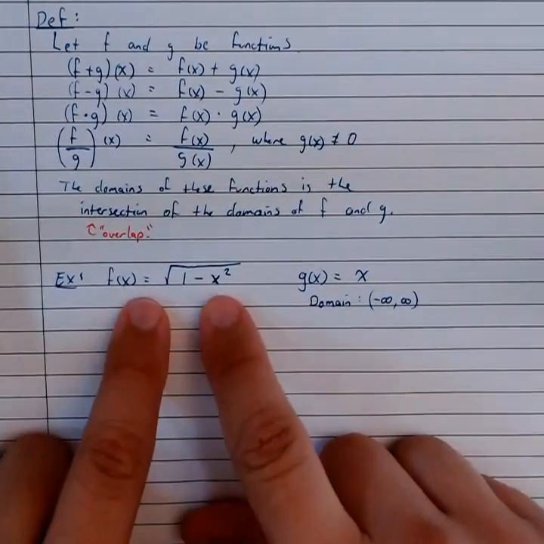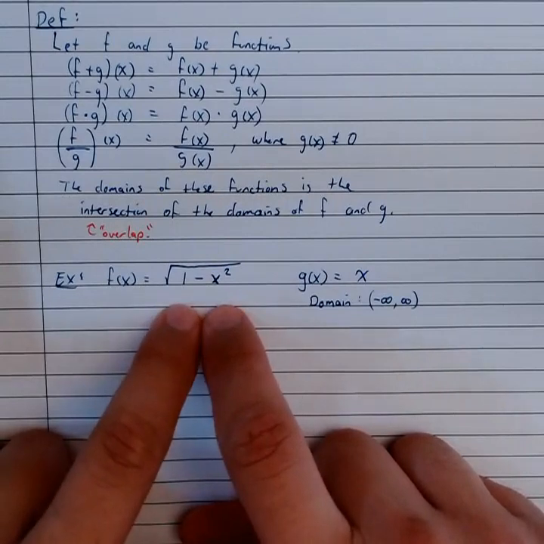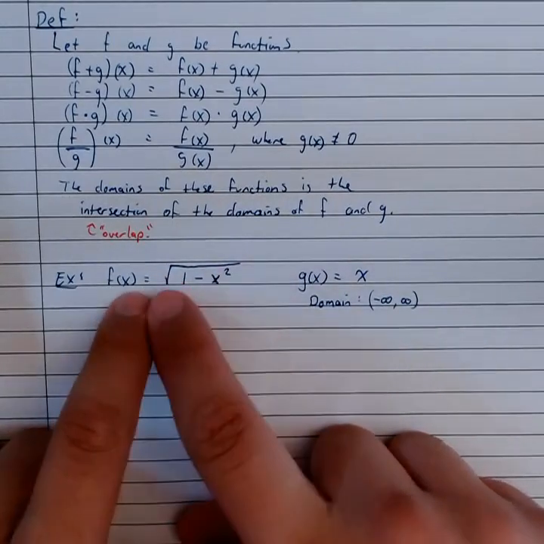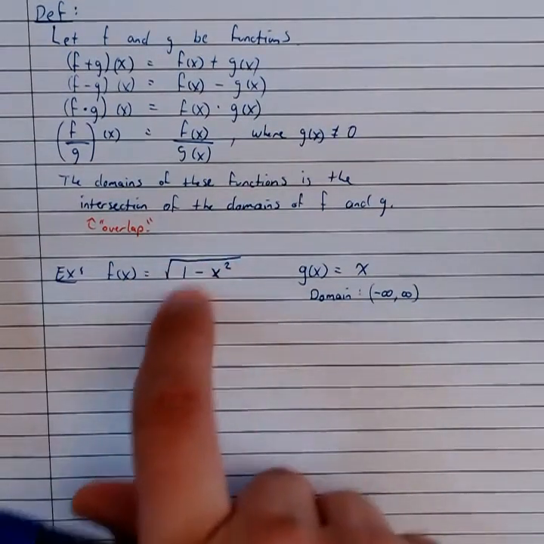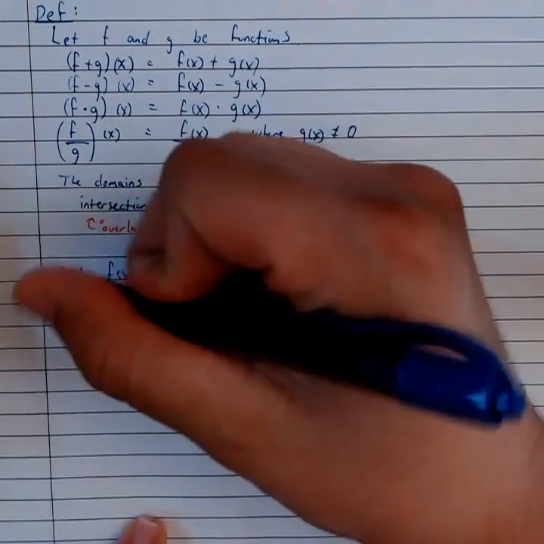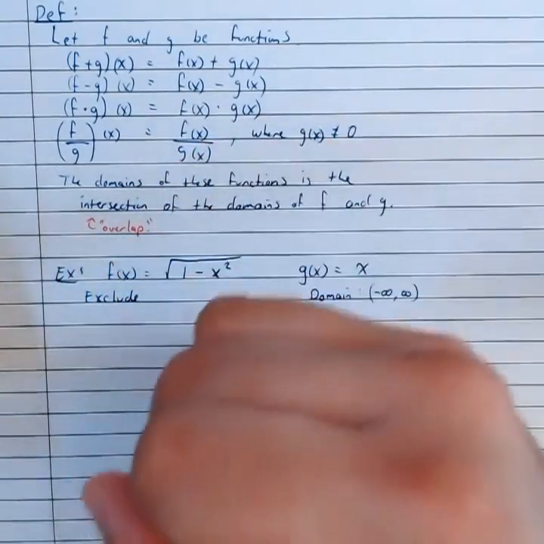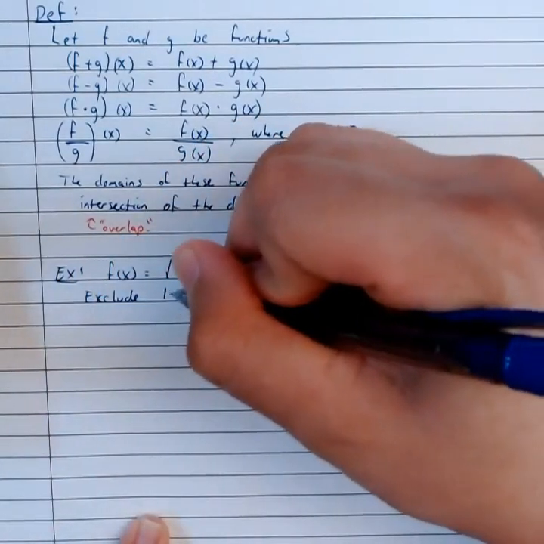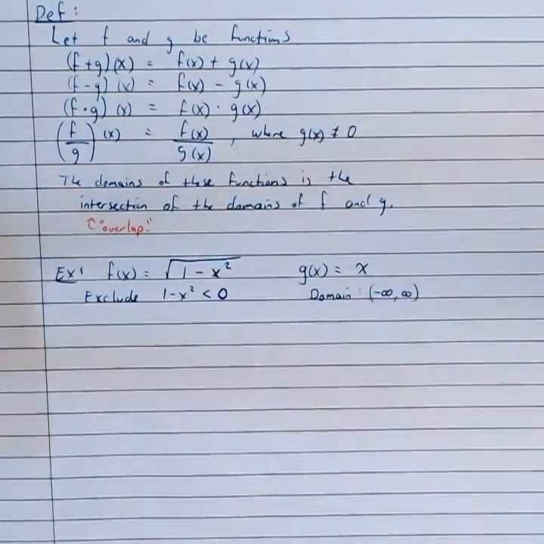Okay, let's talk about this one. This one doesn't have a denominator either, so we don't have to worry about division by 0. But what this does have is a square root. And remember, with a square root, you have to exclude whatever makes the radicand, the stuff inside the square root, less than 0. Okay, so let's go ahead and do that. Remember, we have to throw away whatever makes 1 minus x squared less than 0.